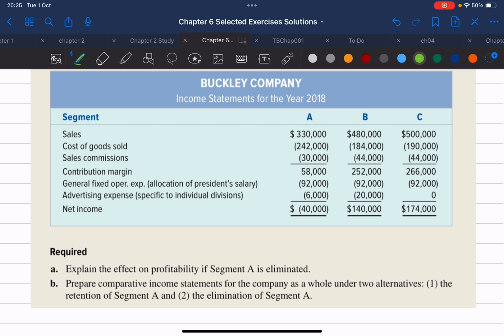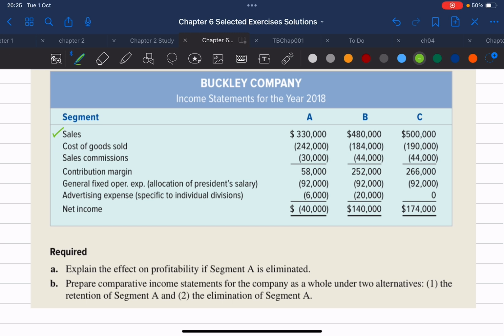So first of all, the sales revenue. Is it relevant or not? This 330,000 expected revenue, of course, is relevant, because if we eliminate segment A, we're gonna sacrifice that revenue. We're no longer gonna make this much. So our revenues are going to be decreased by 330,000. So first of all, the sales figure is relevant. So I'm gonna just put a tick mark right next to it.